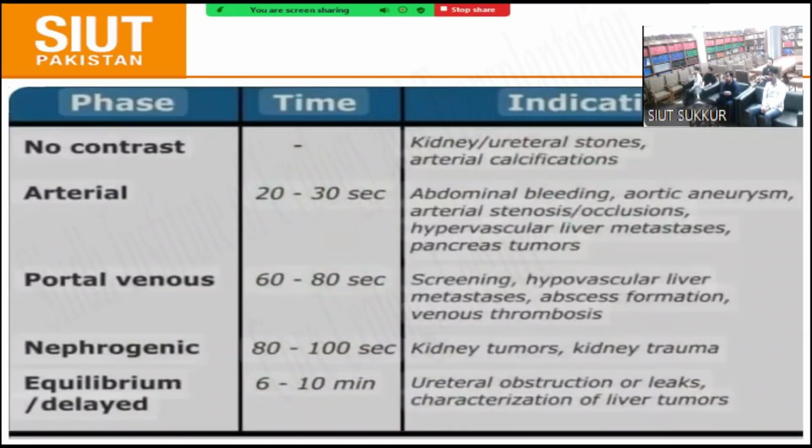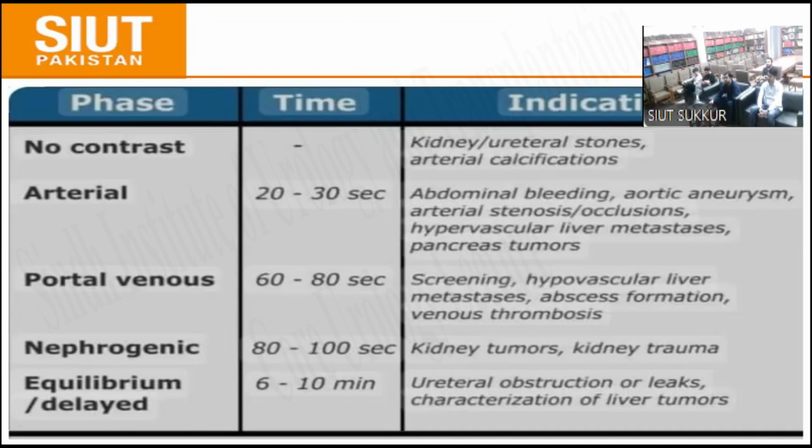So this slide also tells about the different phases and the time period. There is a partial difference in the time periods in different books. So in this, the arterial phase, in which the image is taken between 20 to 30 seconds, we can see kidney stone, ureteric stone, arterial calcification, abdominal bleeding, aortic aneurysm, aortic stenosis, occlusion, hypervascular liver metastasis, and pancreas tumors.